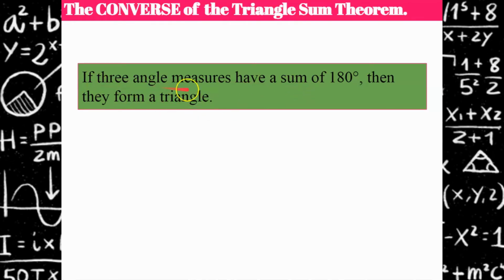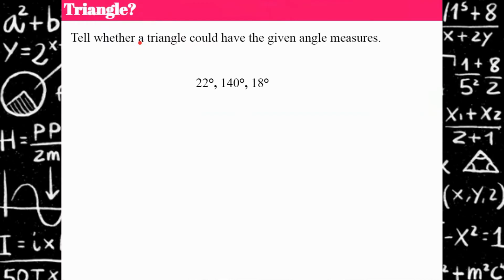We say if the three angle measures have a sum of 180 degrees, then they form a triangle. So previously I said if you have a triangle, then the sum of the three angles is 180 degrees. So we're just reversing our if-then, and we call this the converse. So we can use this to tell whether or not a triangle could have these three angle measures. So I'm basically asking you a true or false statement. True or false? These three angle measures make up a triangle. Go ahead and pause. Come back when you're ready.